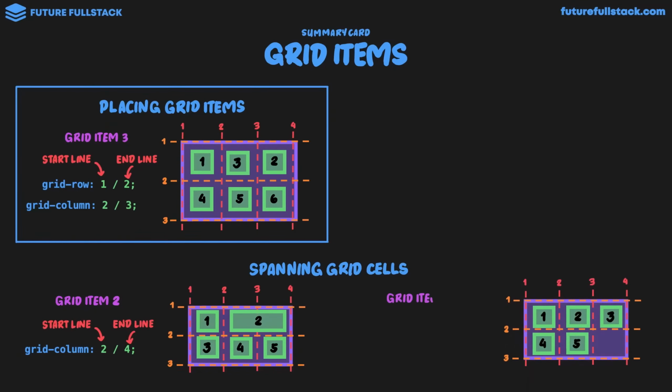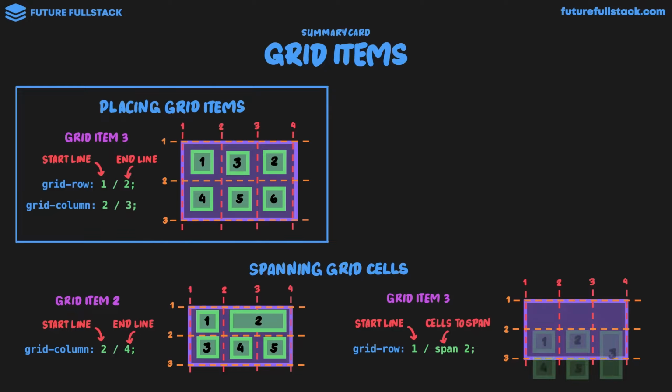Looking now at grid item 3, we can use the grid row property to span multiple rows. In this case, grid item 3 is going to start at the horizontal grid line 1, and we're using the notation span with a number, which defines the number of cells to span, in this case 2. So this will result in grid item 3 now spanning 2 rows, where it starts at the horizontal grid line 1.